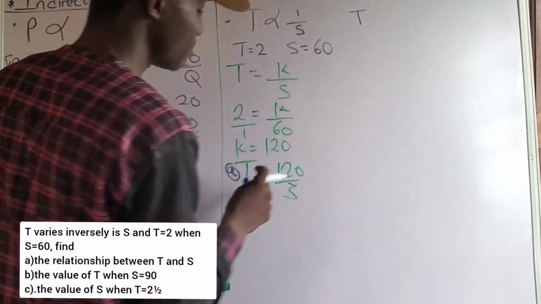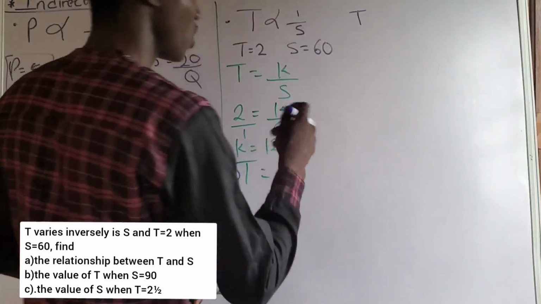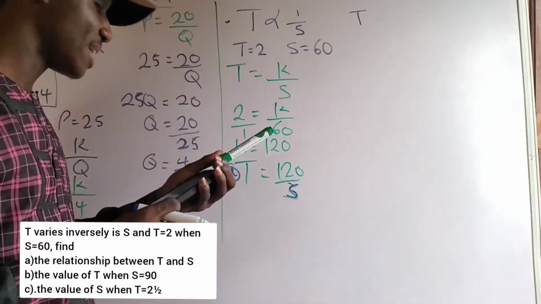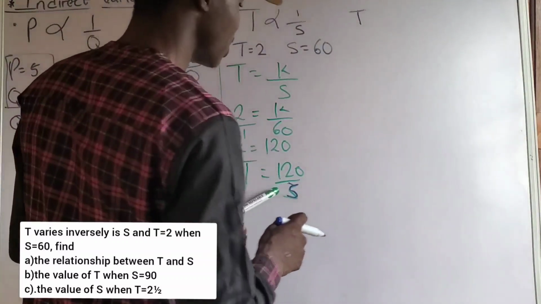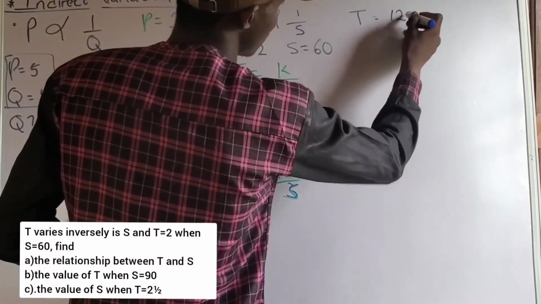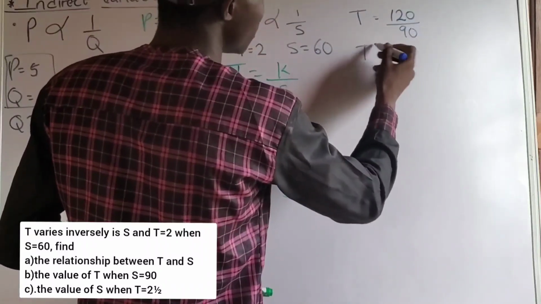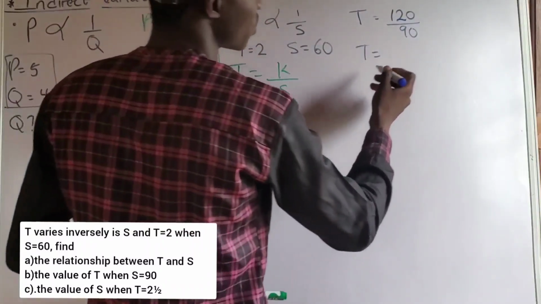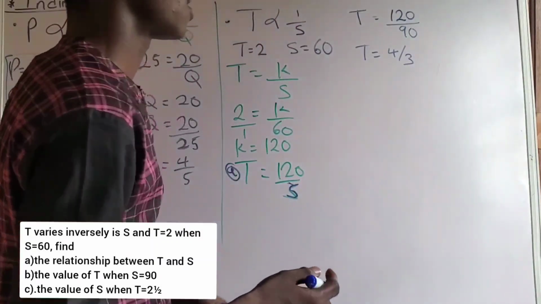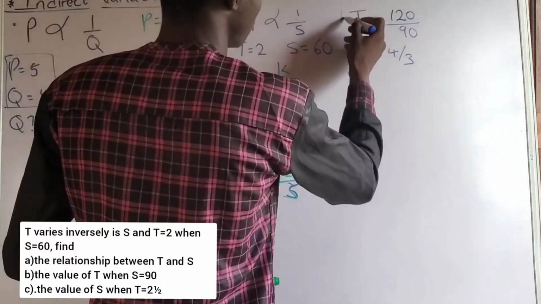Don't forget that the relationship between them is T equals 120 over S. Now, we can get the value of T when S is 90. All you have to do is replace the value of S as 90 in this relationship. This is the equation connecting them. So I'm going to have T equals 120 over S. S is 90. So T equals, in the lowest term, 4 over 3, because 120 divided by 90 is 4 over 3. That is the second question, B.